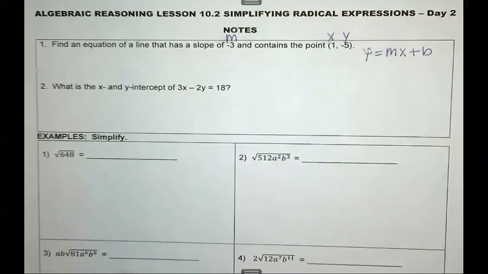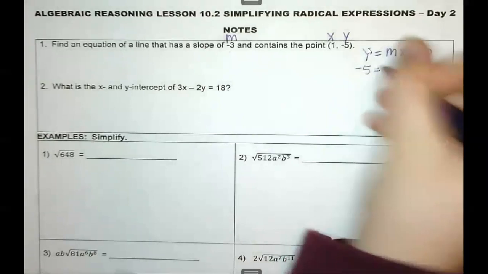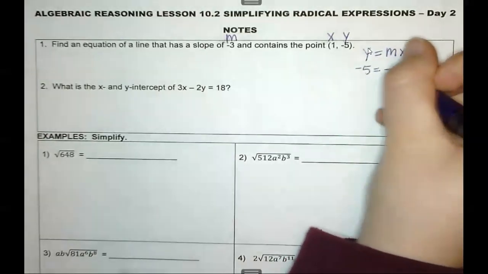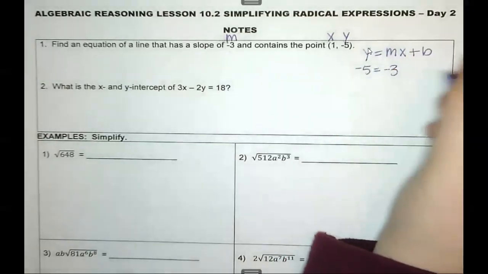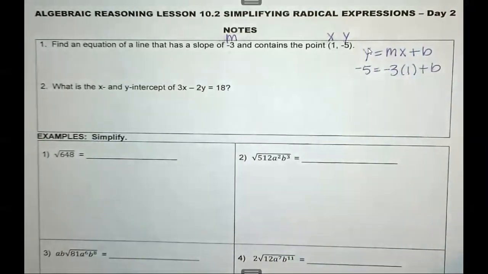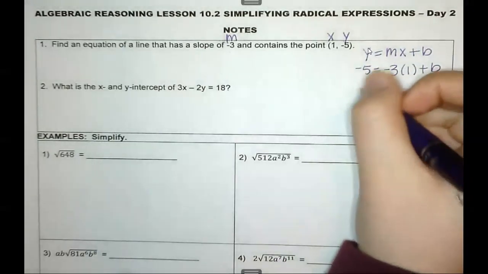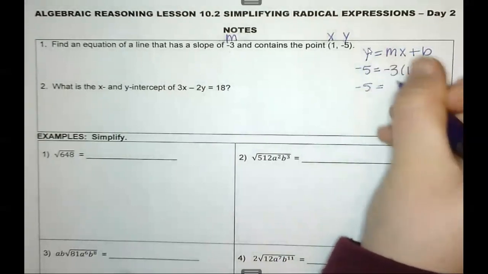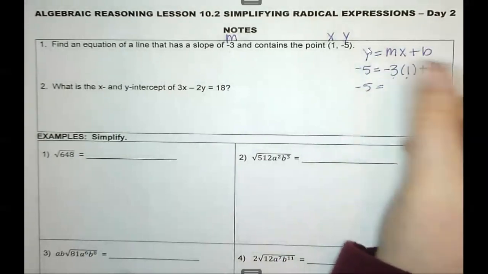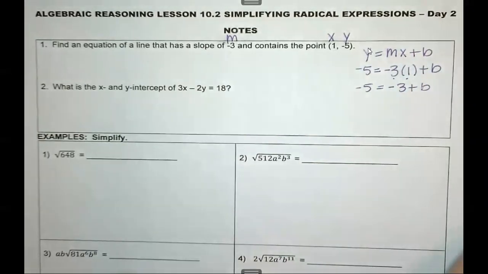So I'm going to plug in all those values, see what we get for b. So I replace y with -5. I replace m with -3. I replace x with 1, and we are solving for b. So if I'm going to solve this, the first thing I would need to do is multiply these two terms here together. So I have -3 times 1, which is -3, plus b.